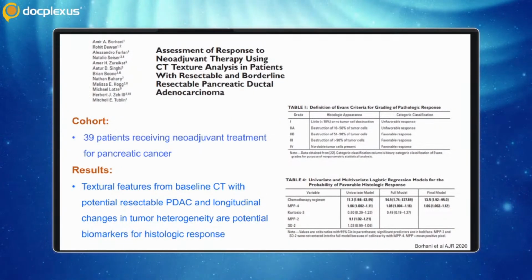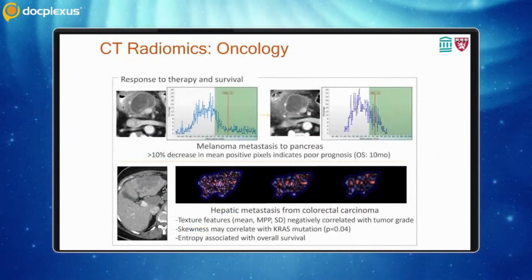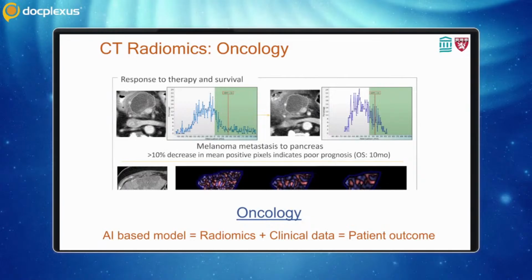One of the challenges with radiomics is that it generates a large amount of data, and this data analysis can be challenging for the human brain. That's where AI comes into place. When you combine AI, which can handle a large amount of data, with radiomics, it can be a very powerful tool for not only assessing response, but also characterizing disease and predicting patient outcome.